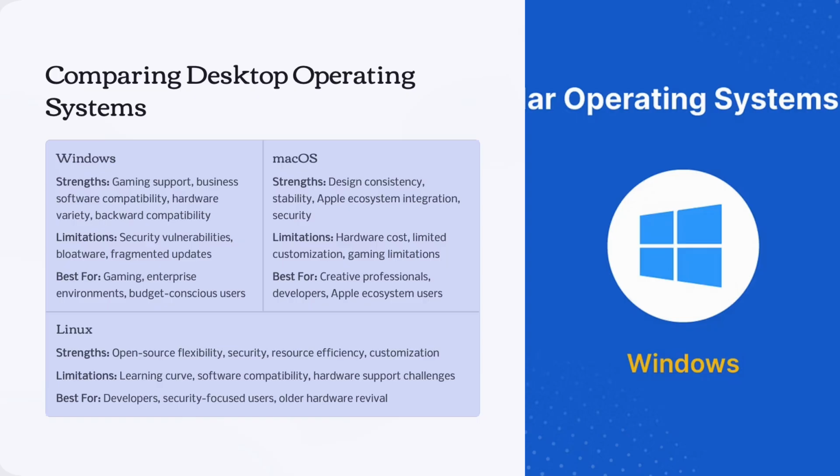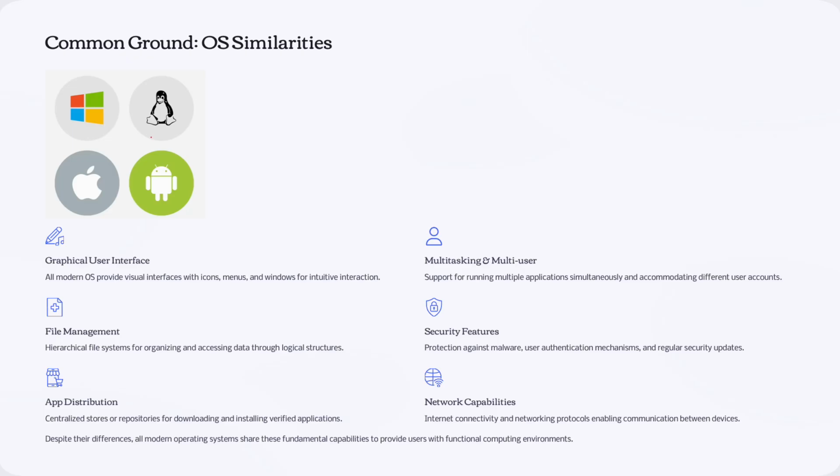Comparing desktop operating systems. Windows, Mac OS and Linux each have unique strengths. Windows: broad compatibility, gaming, business use. Mac OS: creative workflows, security and Apple ecosystem. Linux: open source flexibility and efficiency. The best operating system depends on whether users value gaming, creativity or customization. And these are the differences between Windows, Mac OS, Linux. And next, let's get into another slide.